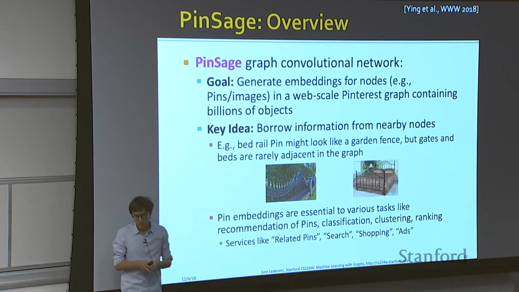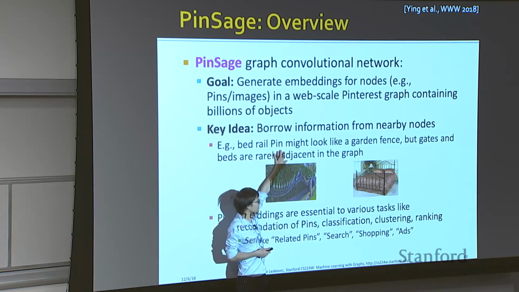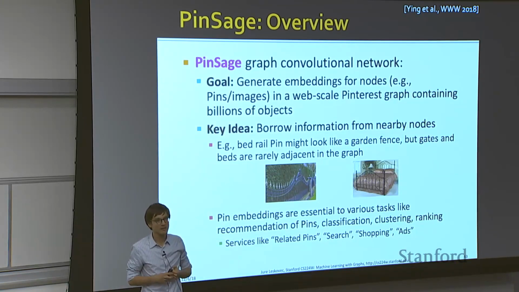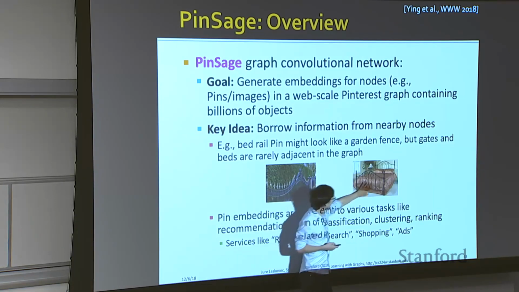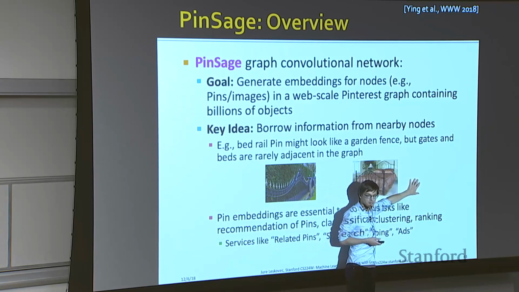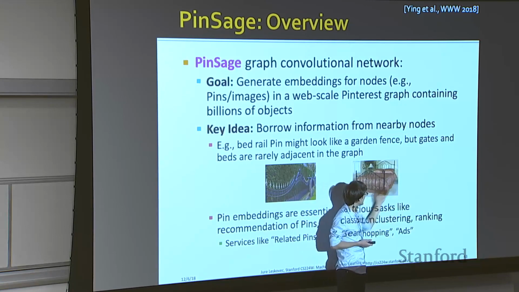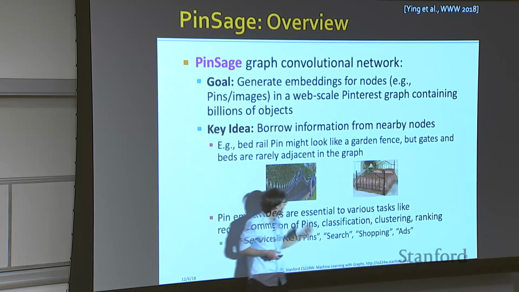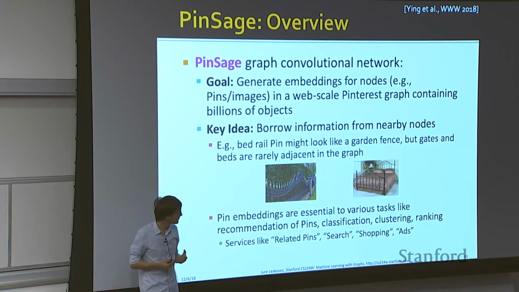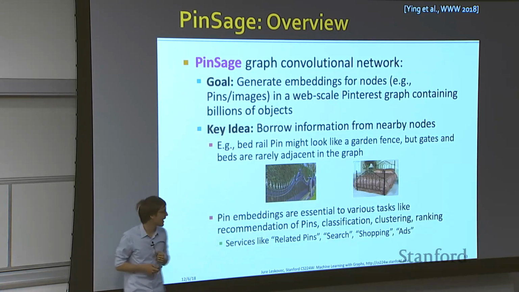So the question is, can you use this bipartite graph to learn how to borrow information from nearby nodes in the graph so that you can really resolve what is similar and what is different, right? Because a bed like this that might confuse you for a garden fence will appear in the graph together with other beds, and you can use the image information from other beds to really say this is a bed. And a garden fence like this one will appear in the graph together with other garden fences that may not look like beds, and you can use that information to learn to distinguish these things together, right?